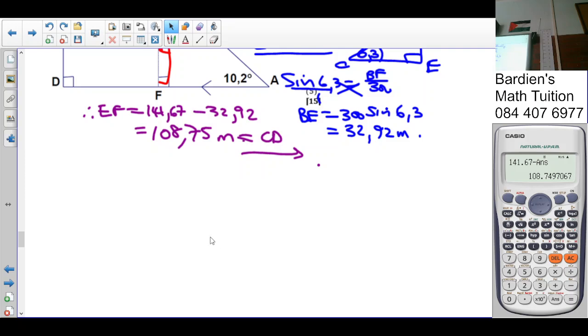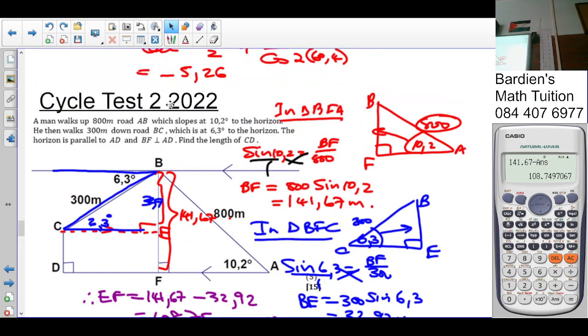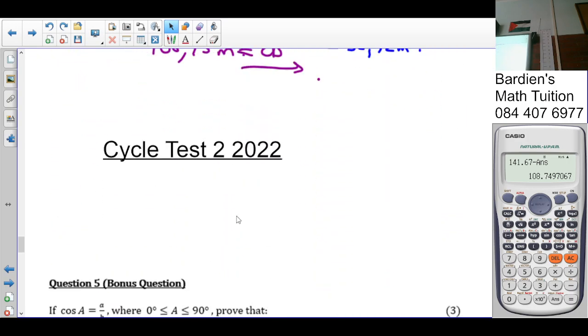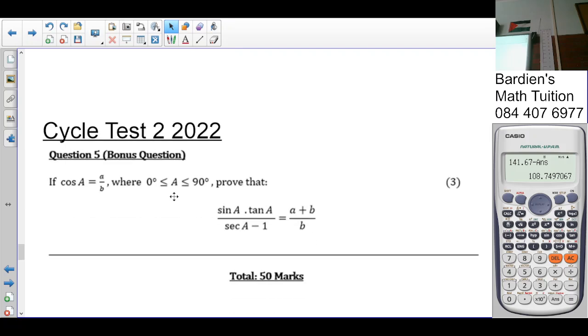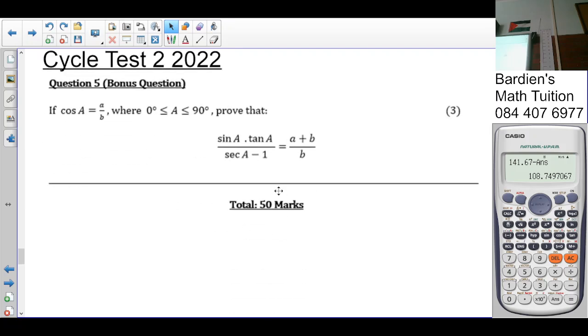And let's do the last question, which I also noticed some of you are just leaving the bonus questions out. The time, time is of the essence. Okay. Let's look at the bonus question.